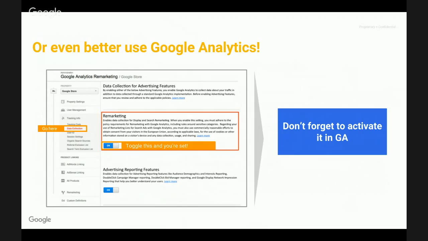Because obviously, the less code you have on your website, the better, right? Yeah, that's true, because it increases your loading speed. Yeah, and all that stuff. And having too many tags everywhere becomes a bit more complicated once you have a lot of remarketing lists. Yeah. Cool. Let's move on.